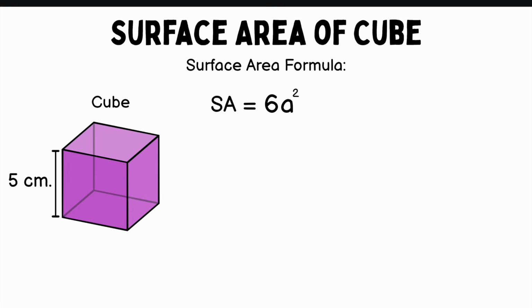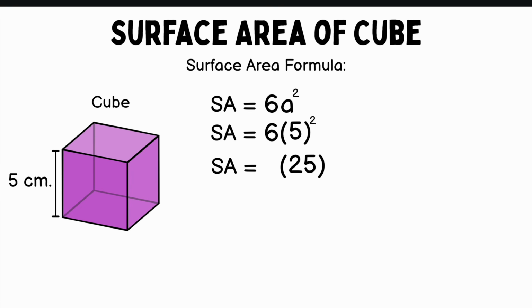Let's plug in A. We know A is 5 centimeters. So we will write surface area equals 6 times 5 squared. Since we have an exponent, let's solve 5 squared first. 5 times 5 is 25. Now we need to bring down the 6. Surface area equals 6 times 25.